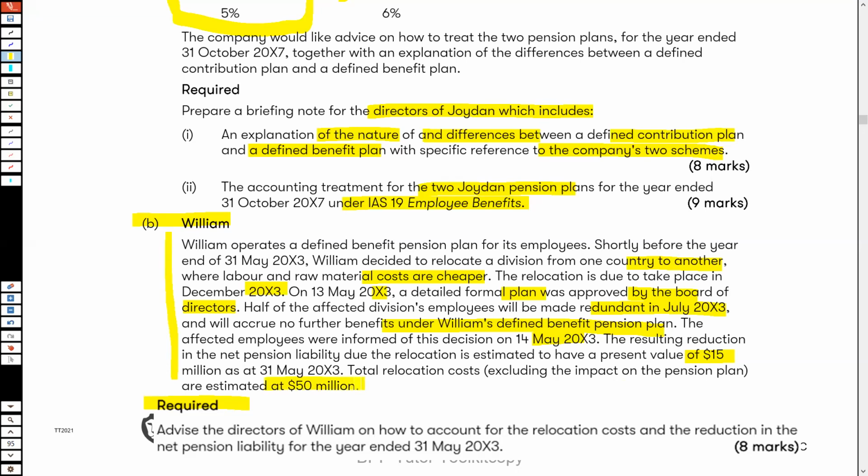Now let's just try to understand. There are basically two aspects to it. How many of you remember restructuring?